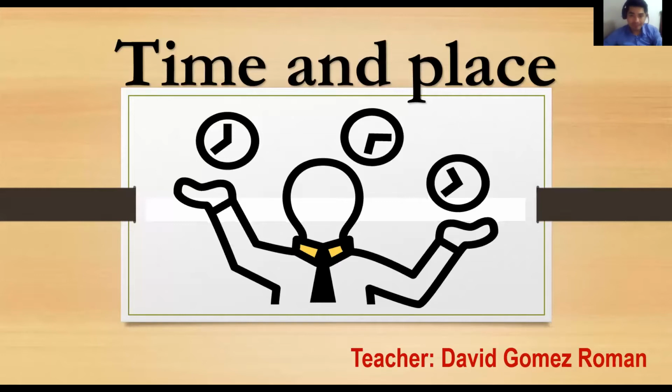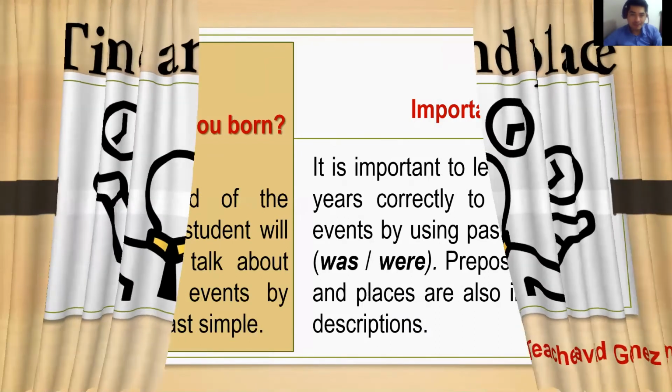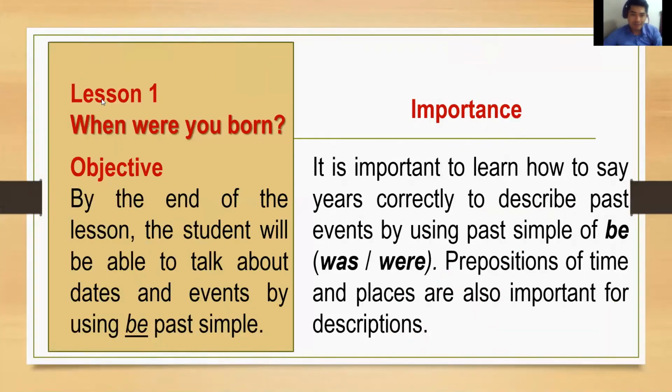Objectives. Take a look at the objectives. All right. It says lesson one. By the end of the lesson, the student will be able to talk about dates and events by using be past simple. Importance? It's important to learn how to say years correctly to describe past events by using past simple of be, was, and were. Prepositions of time and places are also important for descriptions. Let's continue.